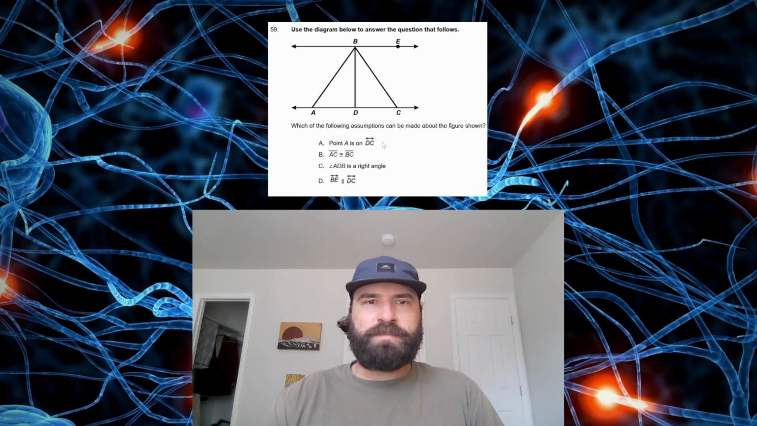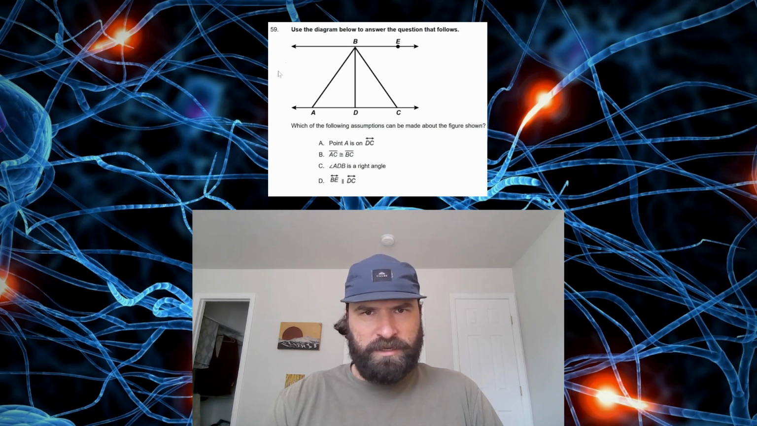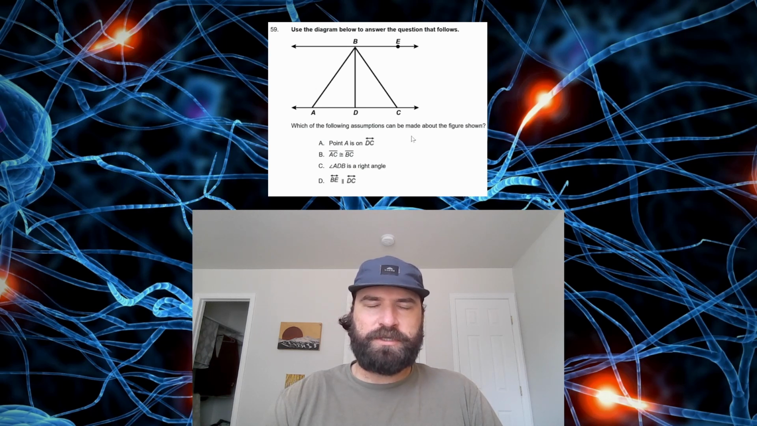All right, let's crush another MTEL question. This one says, use the diagram below to answer the question that follows. We've got a triangle sitting between two lines. Not a ton of markings all over the picture, but a few different points labeled. And then it says, which of the following assumptions can be made about the figure shown?